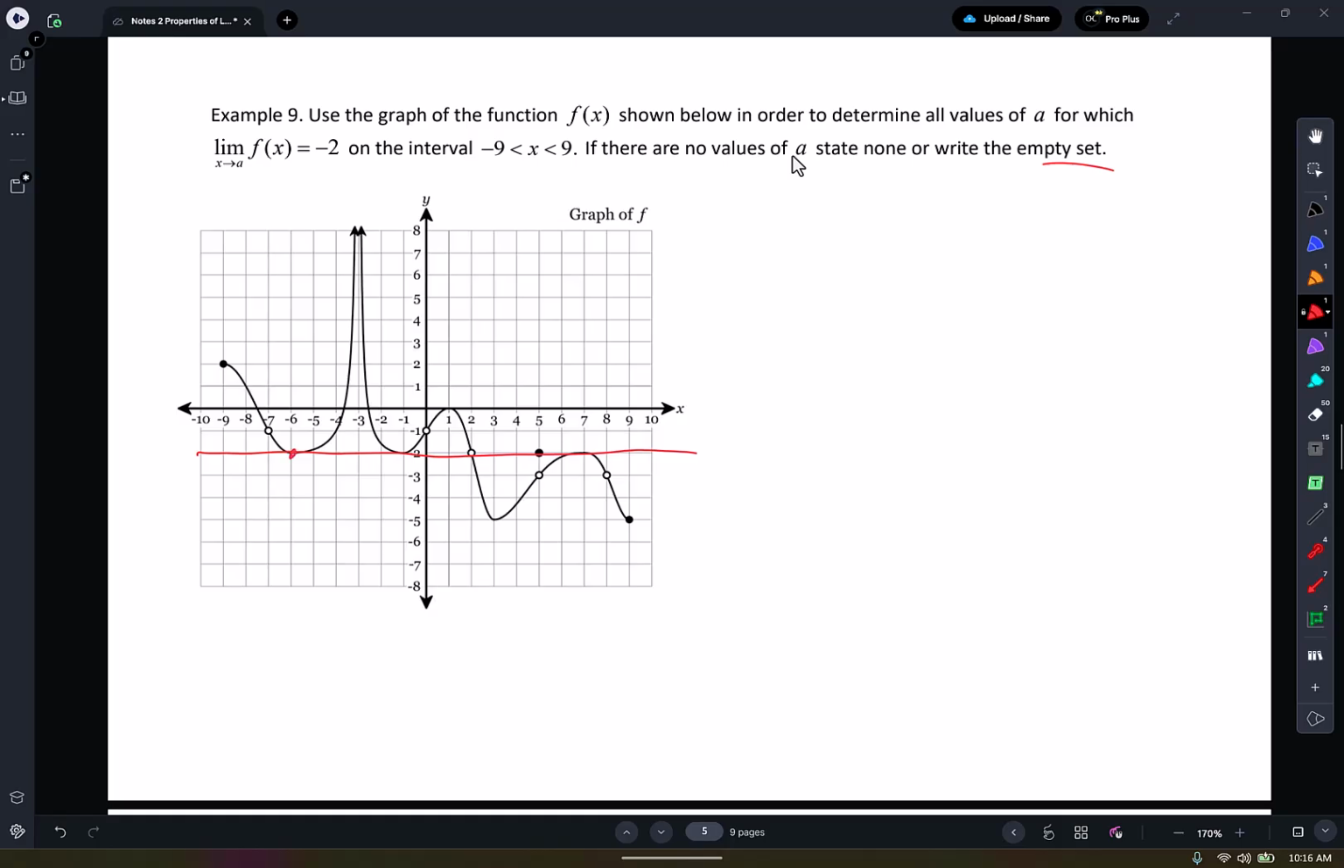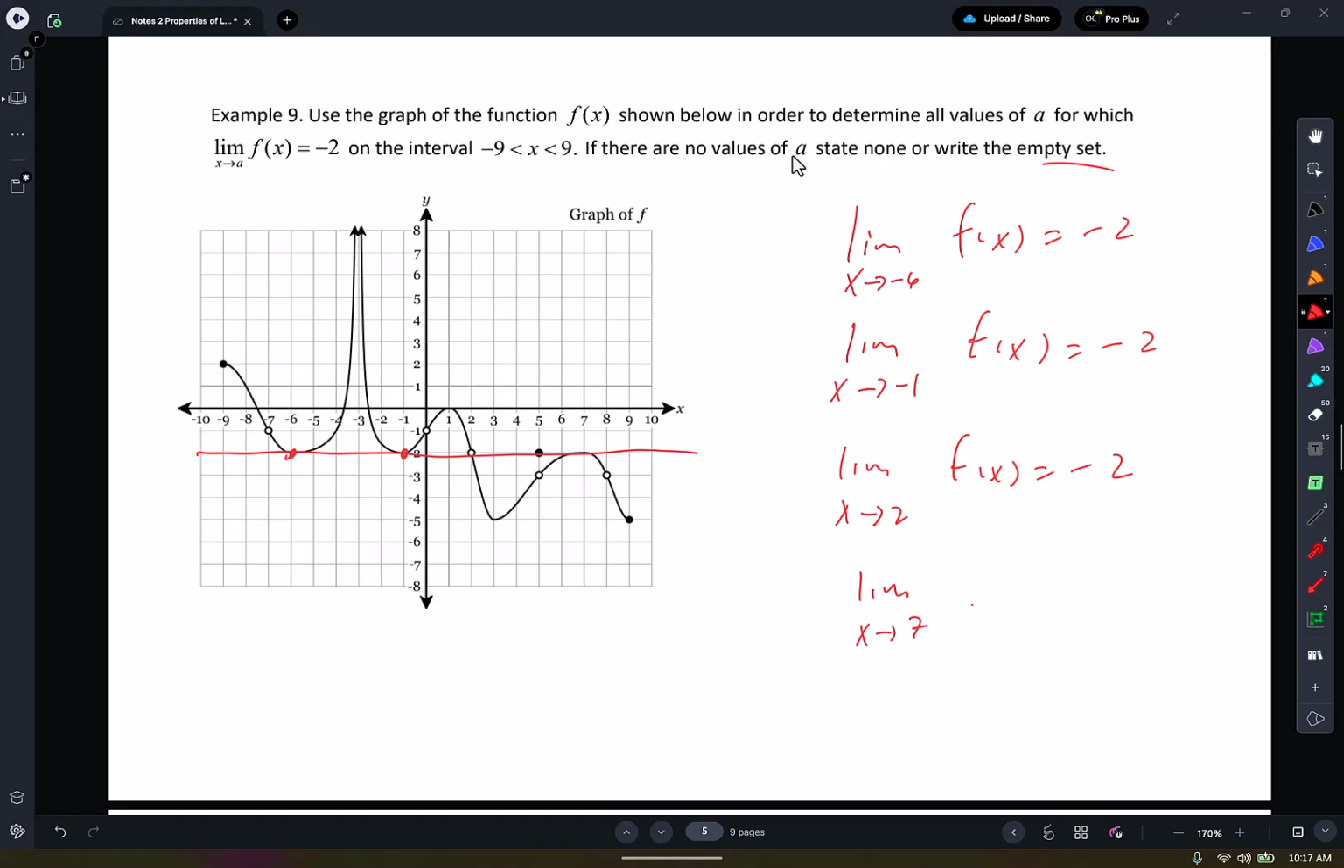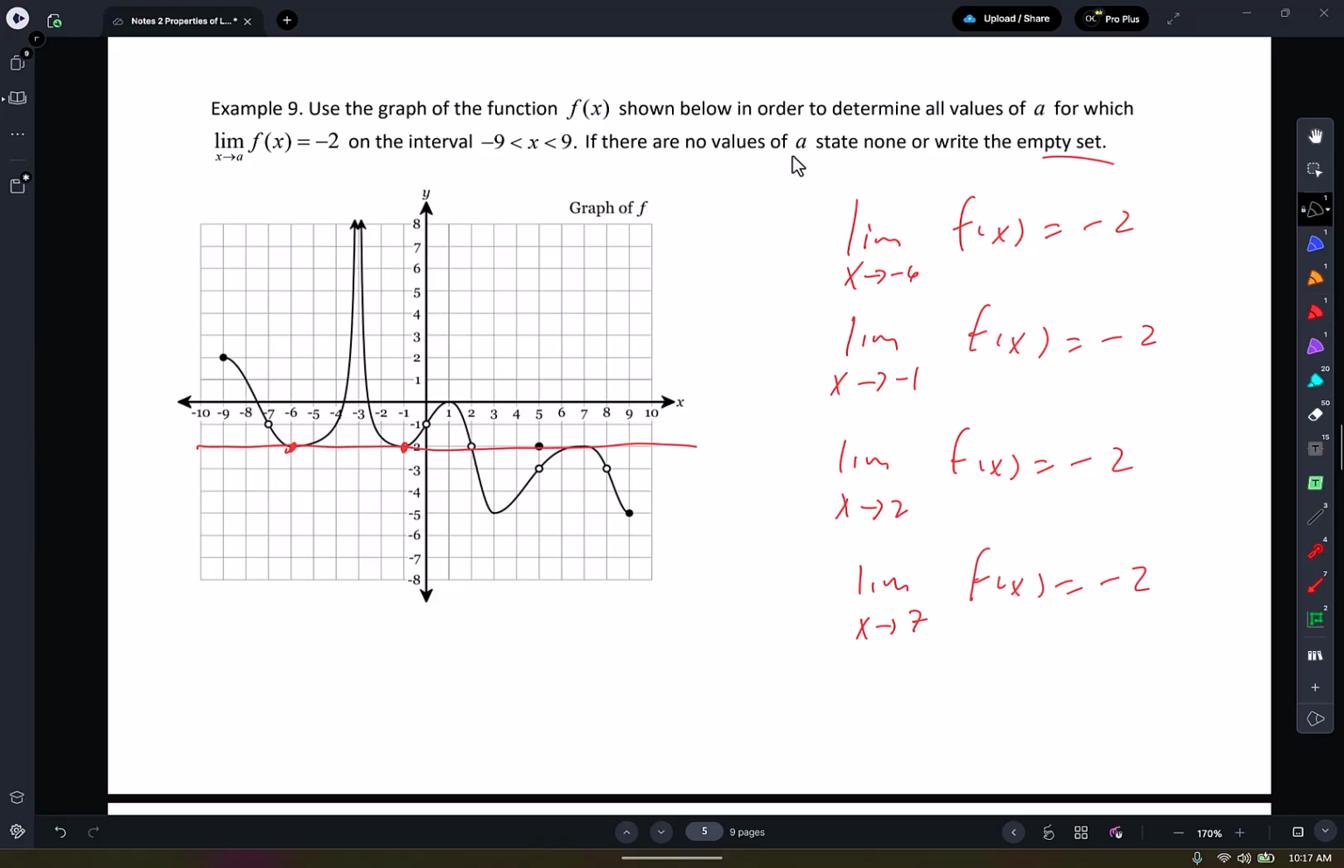And then I just see where the limit is negative 2. So it hits at all these. The limit as x approaches negative 6 of this function is negative 2. The limit as x approaches negative 1 of this function is also negative 2. The limit as x approaches 2 of this function is also negative 2. It looks like it has one more. The limit as x approaches 7 of this function is also negative 2. So there it is. What are my values? The values that they want are these values. So a equals negative 6, negative 1, 2, 7.